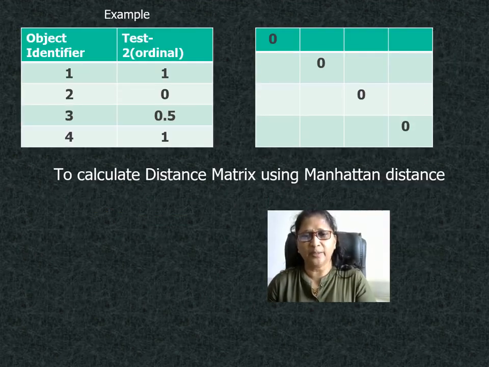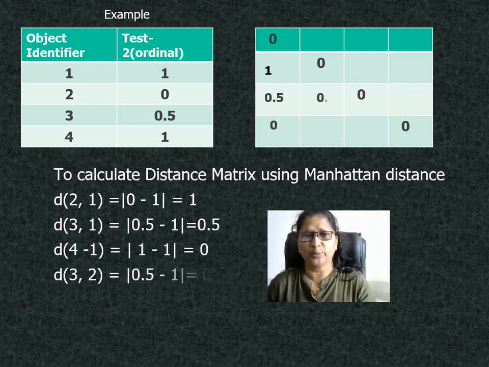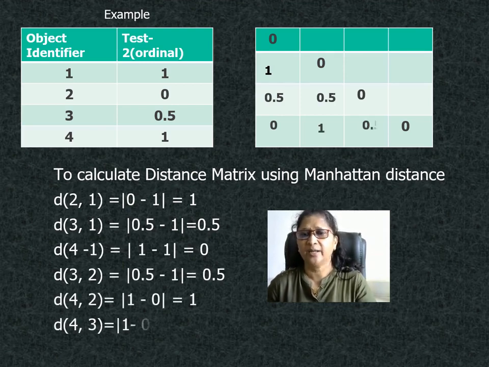And now we have to calculate the distance metric using, say, Manhattan distance. So these were the normalized values, and now we are computing for each pair, that is distance between 2 and 1, distance between 3 and 1, 4 and 1 and so on. And the resultant distance matrix is this.